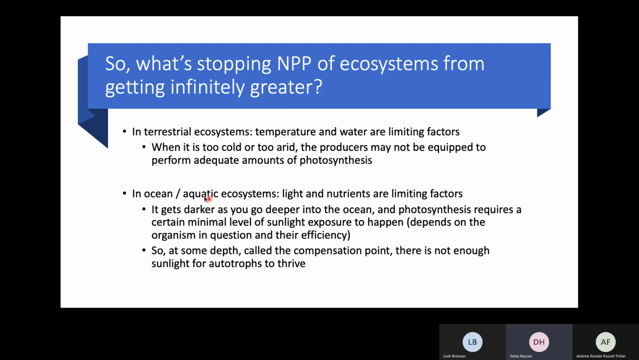But again, in oceanic or aquatic ecosystems, light is a limiting factor because especially when you talk about an ocean, it gets super, super deep. And so you can imagine that you're getting less and less sunlight the deeper you go.